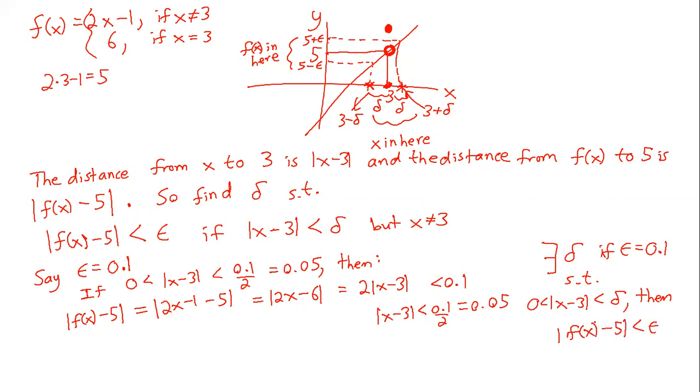To prove that 5 is really a limit, I would have to demonstrate that this was true no matter what epsilon I have. So even if I make epsilon 0.01, even if I make it 0.001, there always has to exist some delta. Now that delta might need to get smaller. It's not going to be 0.05 anymore. It's going to be smaller than 0.05 if, for example, epsilon was 0.01, but there has to exist some delta.